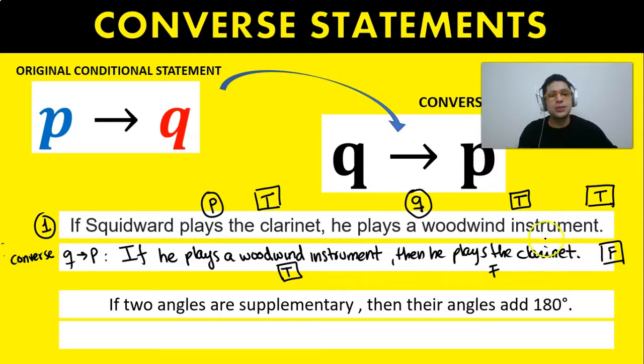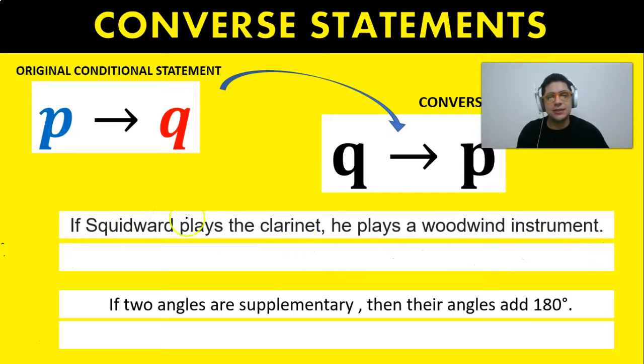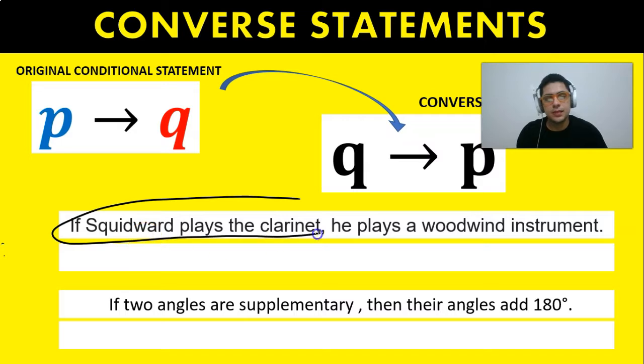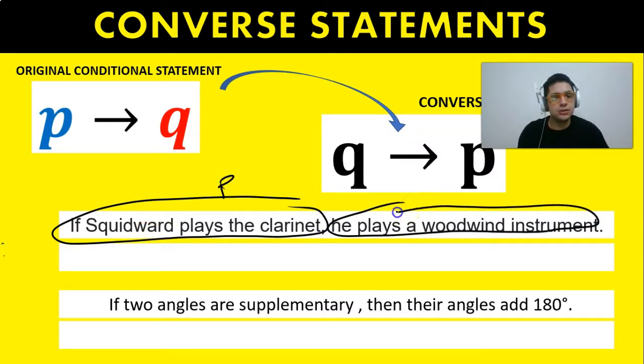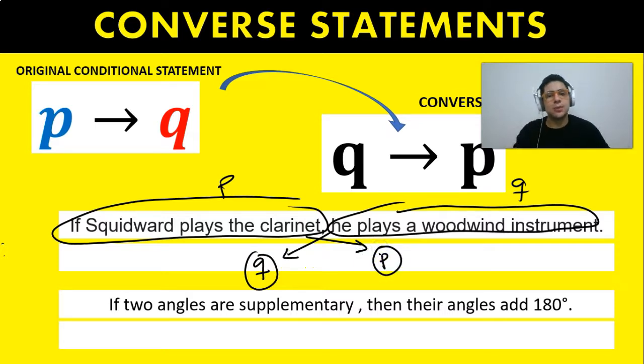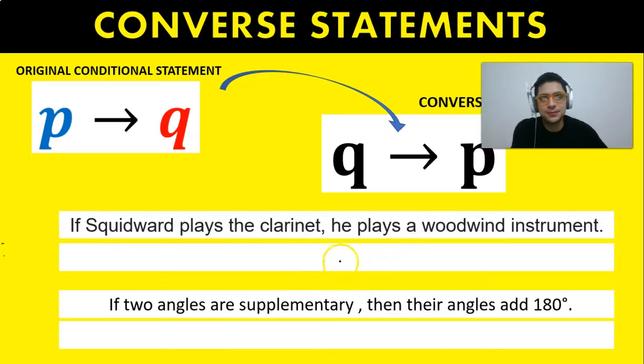So guys, the first thing we did is that we identified the hypothesis, we identified the conclusion, and then we just switched them. So Q is going to be here. If he plays the woodwind instrument, and then the conclusion P, then Squidward plays the clarinet, which in this case is going to be false. So the converse of this first example is false.